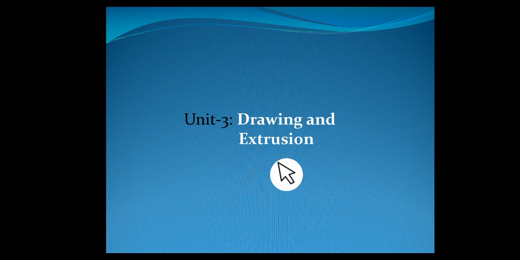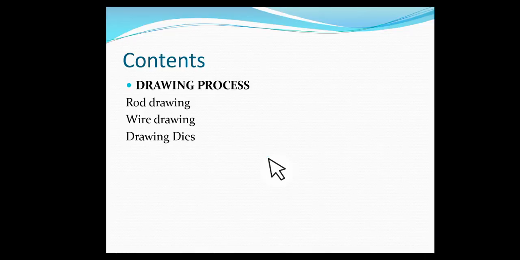Now if you see in this class, in Unit 3 we are discussing the first portion. The first half of the unit will be the drawing process, the second half will be the extrusion process. So today onwards we are going to discuss the first half, the drawing process. In today's class we are going to discuss three topics: what is rod drawing, what is wire drawing, and drawing dies.